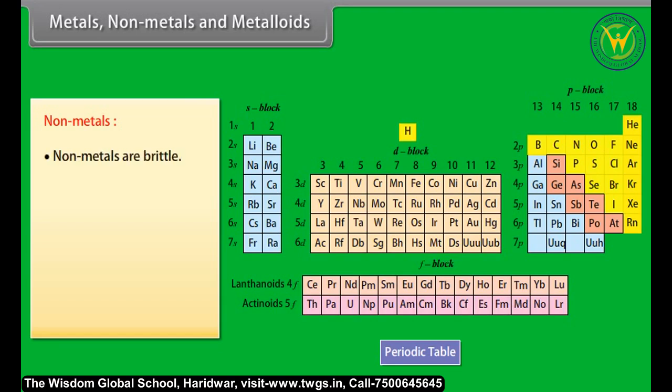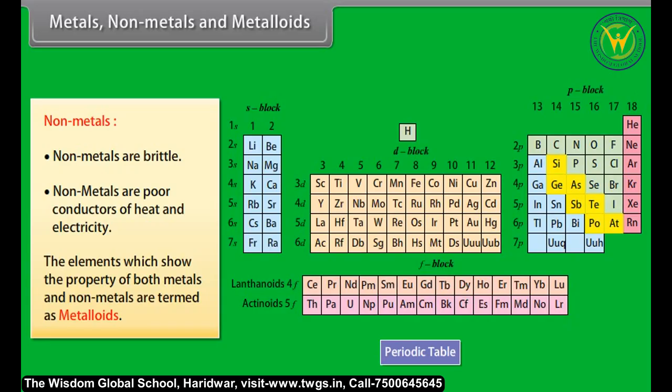Non-metals. Non-metals are brittle. Non-metals are poor conductors of heat and electricity. The elements which show the properties of both metals and non-metals are termed as metalloids.